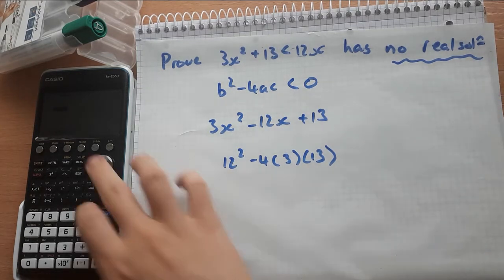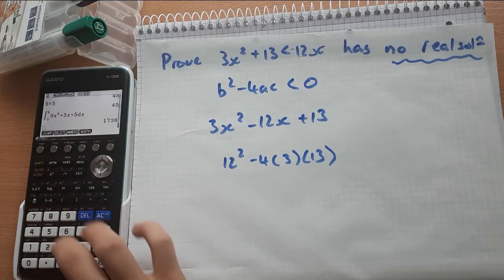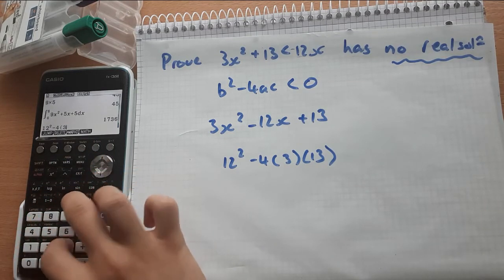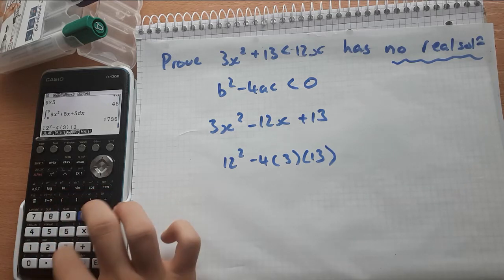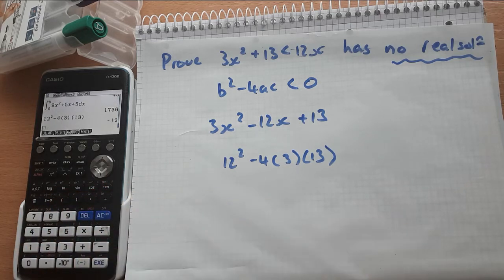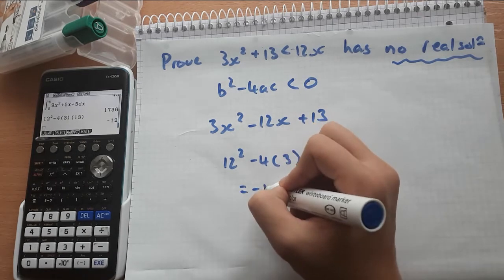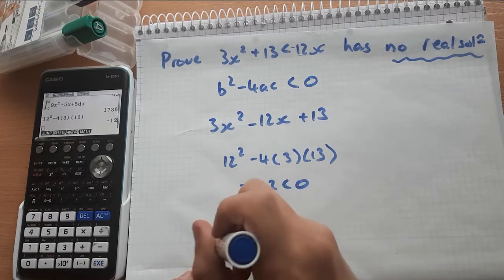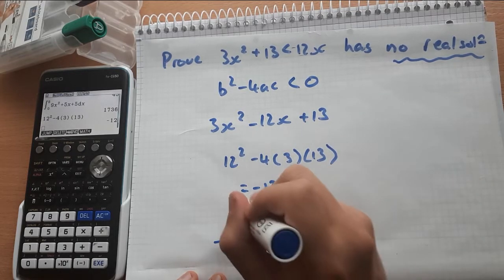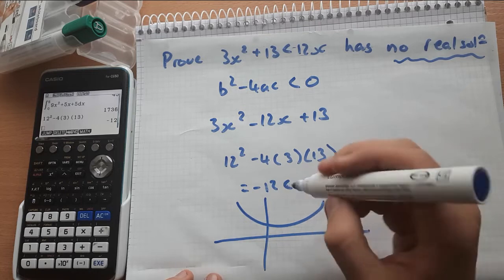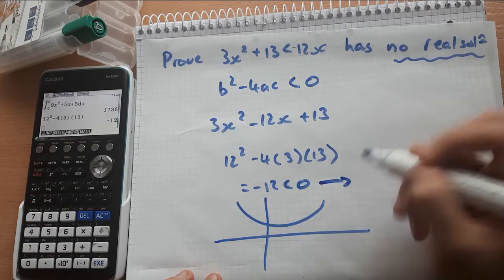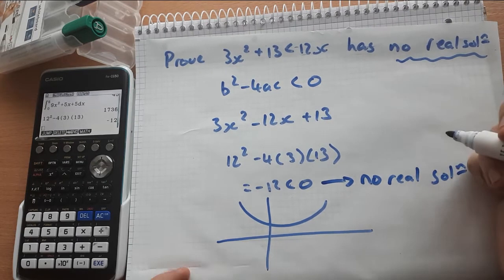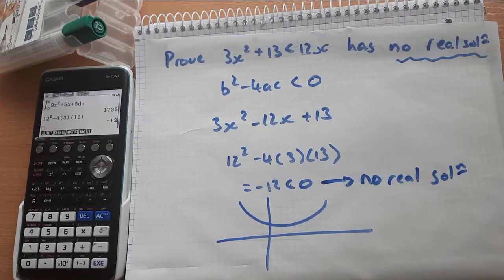I cannot work that out in my head, so let's use the calculator. We have 12 squared minus 4 times 3 times 13, and you get minus 12. Minus 12 is clearly less than 0, so if we were to draw a curve, here's our axes, it would look like this, and there is no real solution. And that's that question done.